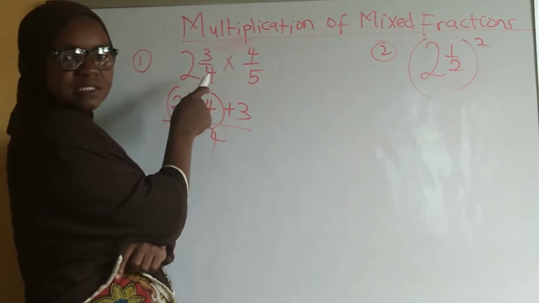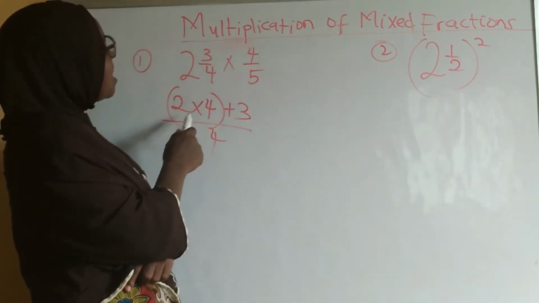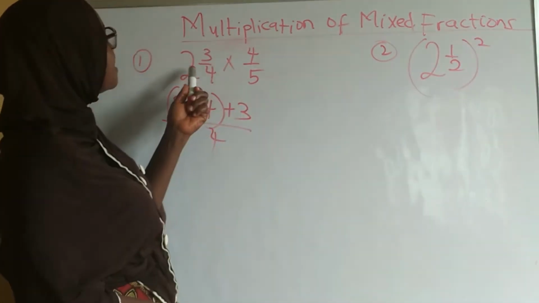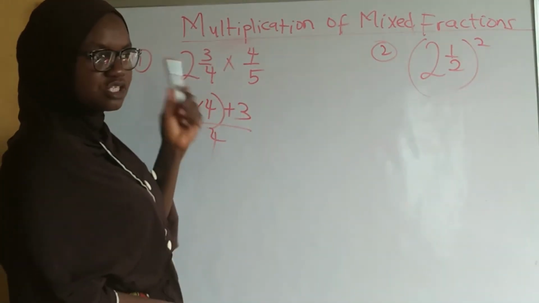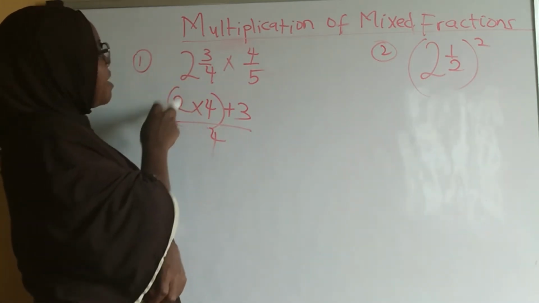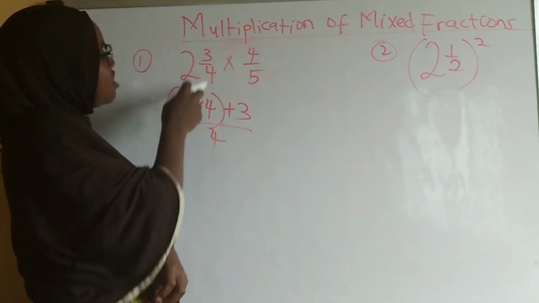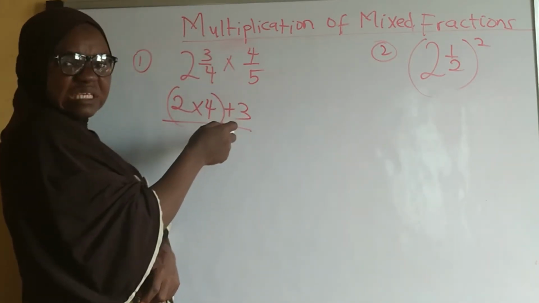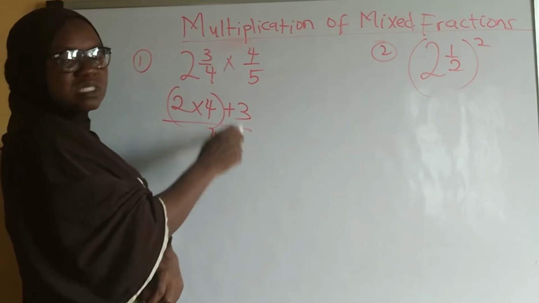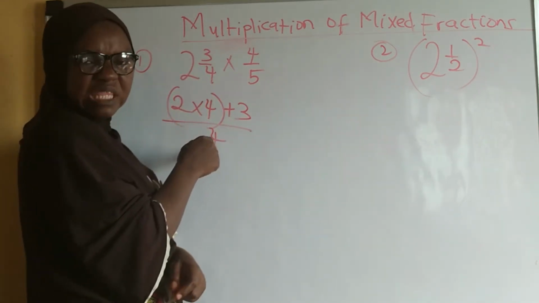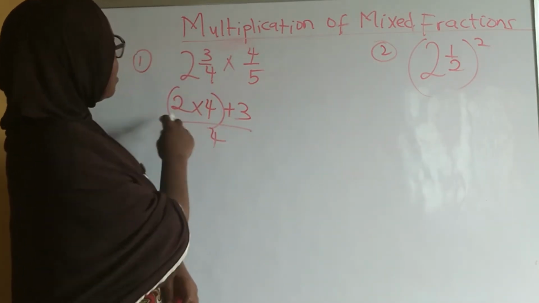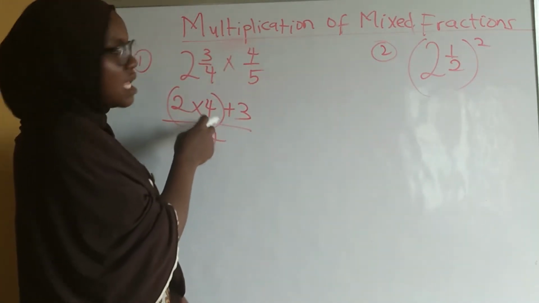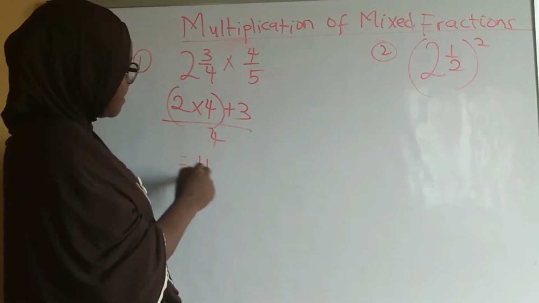I'll explain one more time. I want to convert this mixed fraction to what? Improper fraction. And for me to do that, if you understand our previous lesson where we converted mixed fractions to improper fractions, this is what we did. We multiply the whole number, which is 2, times the denominator. What we get there, we now add the numerator, which is 3 in this case, and everything will be over the denominator, which is 4 in this case. Now let's solve this before we can multiply. 2 times 4 is what? 8. 8 plus 3 is what? 11. So I have 11/4.